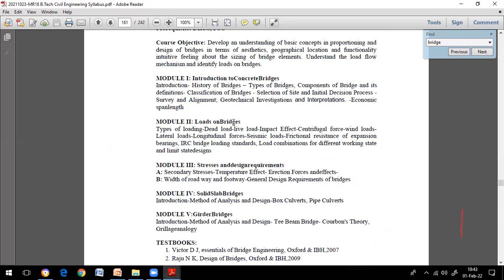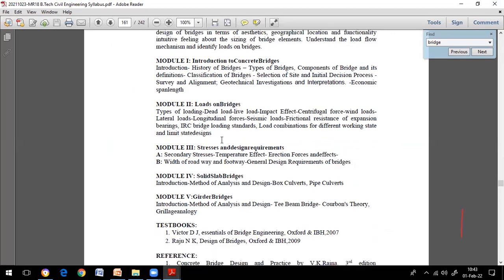Now we are going to start module 2, which is loads on bridges. The second module is completely on different types of loads and their load combinations. It is one of the important modules to design bridges based on the loads acting on them. Please try to focus on module 2. We are going to start it now. Clear? Shall I move on to module 2?